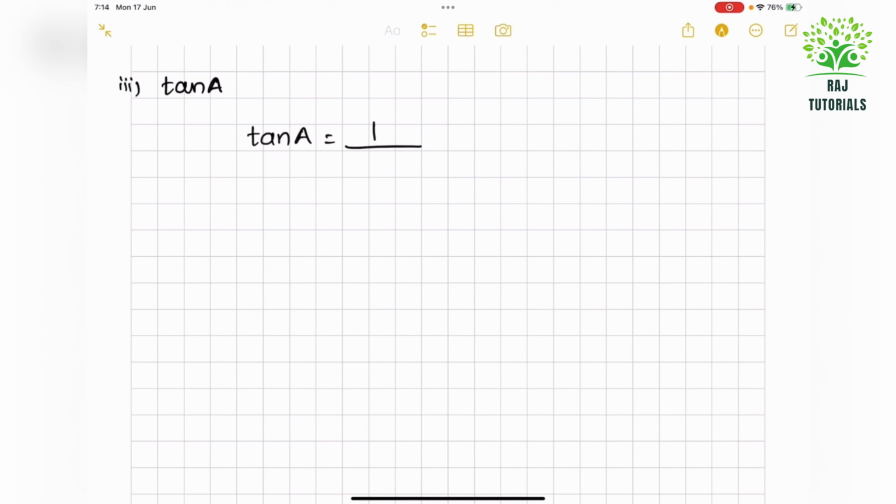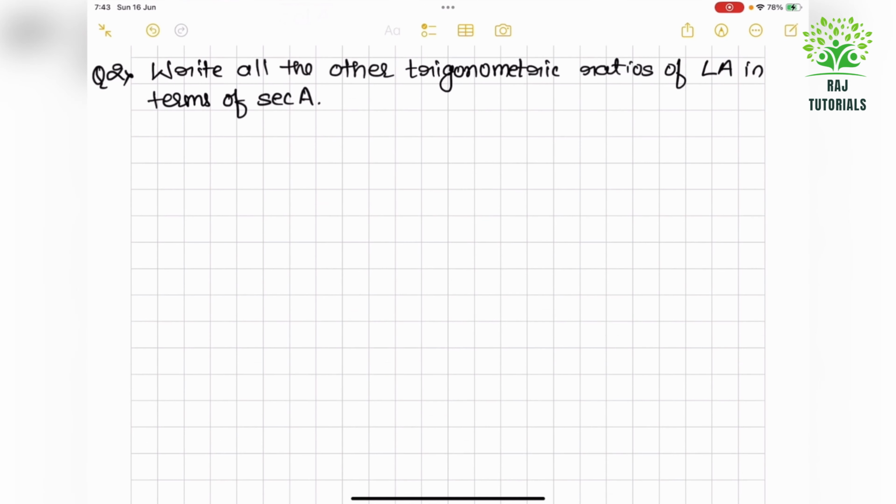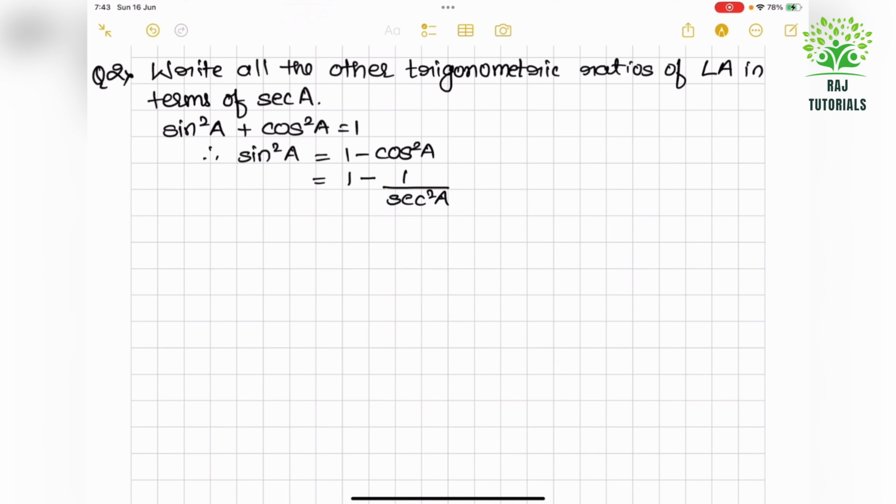Third one is tan A. So tan A I want to convert it in cot A. So can we say tan A equal to 1 upon cot A. Now second question says write all the other trigonometric ratios of angle A in terms of sec A. So first of all I can say sine square A plus cos square A equal to 1. So therefore sine square A will be equal to 1 minus cos square A. So if I want to write cos in sec, I can write 1 upon sec A square.